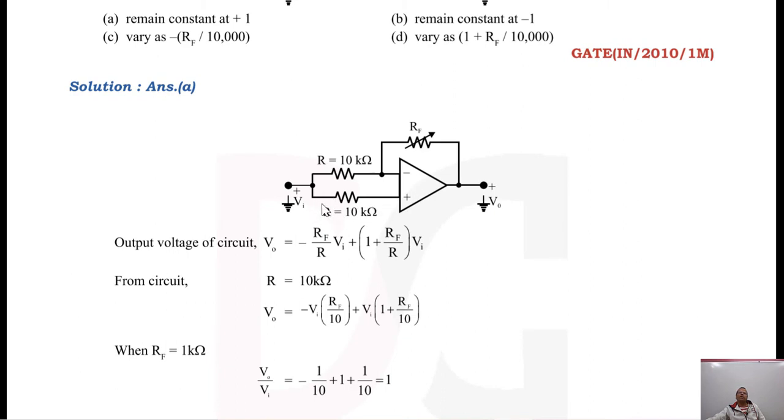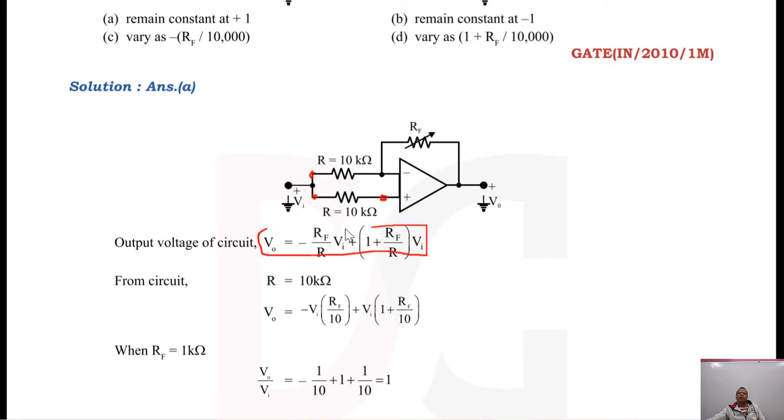Remember, you are applying the same input at the non-inverting terminal. Remember, the current in this branch is 0 because the current entering the non-inverting terminal is 0. So whatever the voltage is here, that will be the same as the voltage at this node. Fine. And the expression of the output is, with respect to this voltage, minus RF by R1, and with respect to this voltage, 1 plus RF by R into Vi.